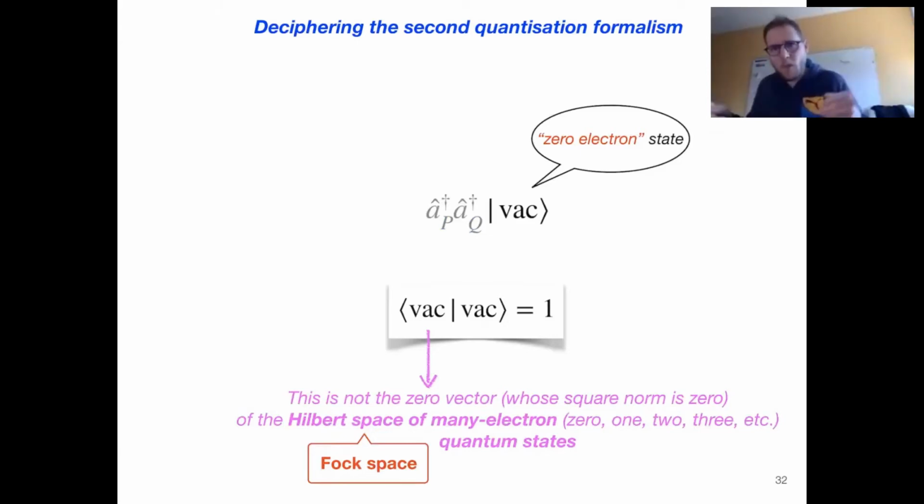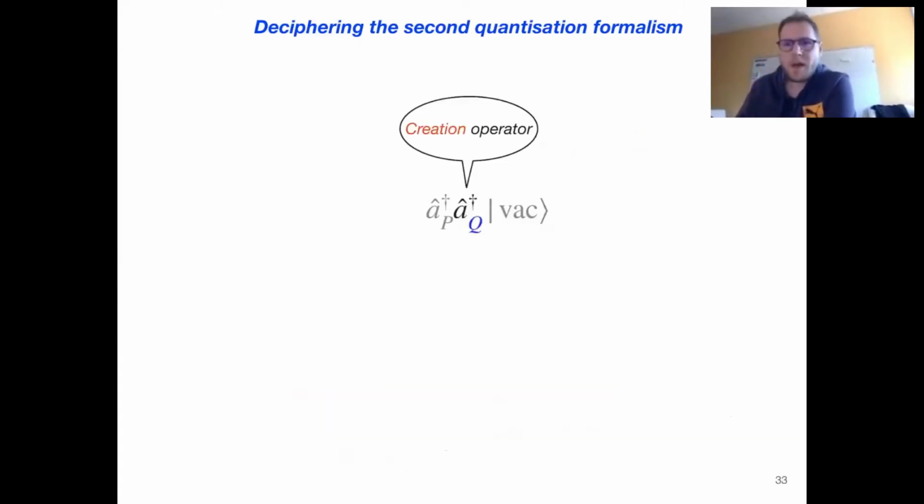So this is really our playground. It's quite cool because it means that we can, in principle, tackle any electronic structure problem, at least formally. And the vacuum is one element of it. It's one of the vectors, but it's not the zero vector. Okay, then what happens?